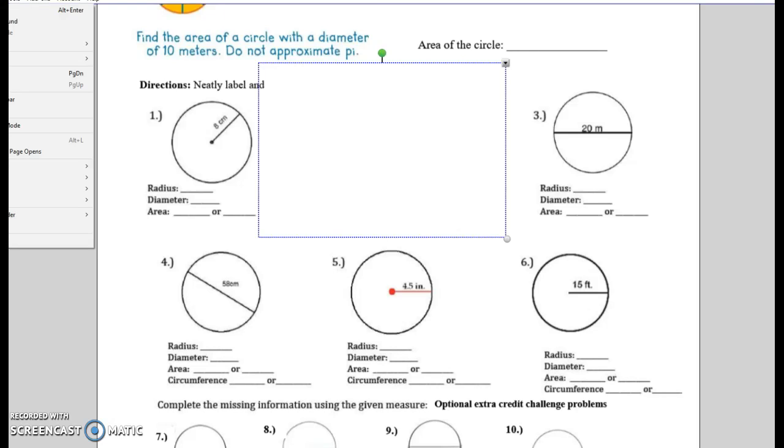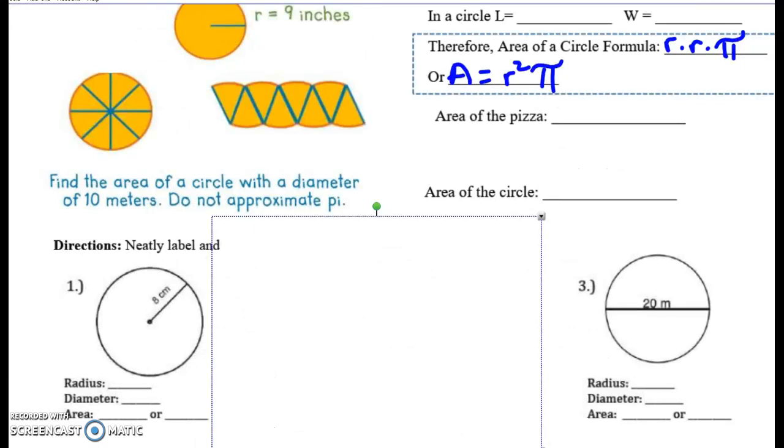I'm going to do example 1, example 3, and example 5 with you, and then you'll finish the rest of the page as your independent practice. Questions 7 through 10 are optional bonus challenge problems. Make sure you have a separate sheet of paper to show your work. So now let's talk about example 1.